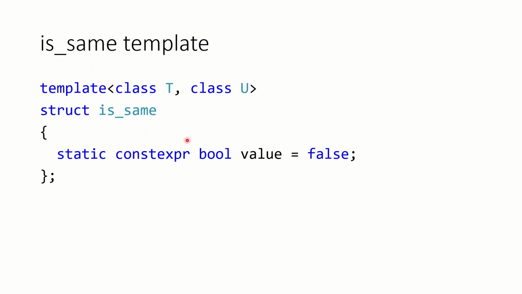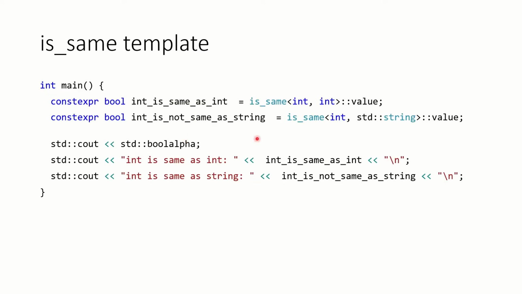We can use it to check if two types are equal or not. And let's see an example. Here is isSame. We have two integers and we access the value without the need to create an object of isSame. We store it in a variable, and we do the same for integer and string, different types. We access the value, store it in a variable, and we print the values, and we get this result. Everything happens during compile time.